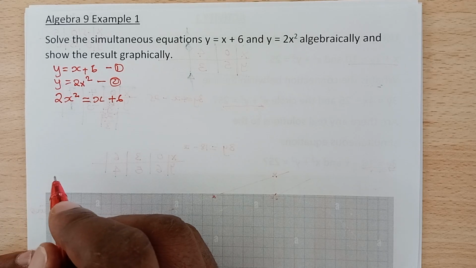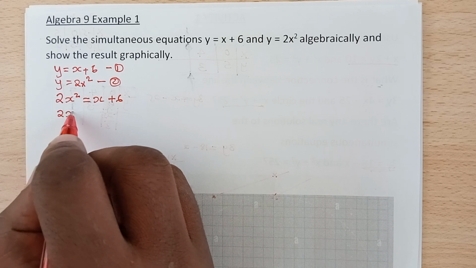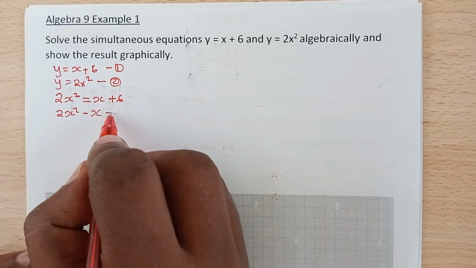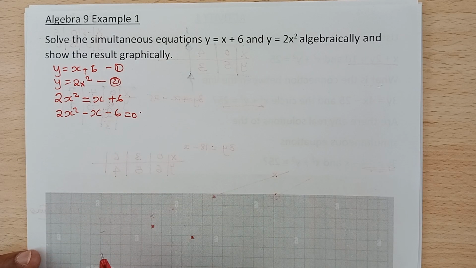And this one is going to be a quadratic equation, so we can let it be 2x squared minus x minus 6 equals 0. In this case, we would want to talk about the factorization method. There are several methods to use: we can use factorization, we can use completing the square, or we can use the quadratic formula. But for this one, I think the factorization method is just straightforward.